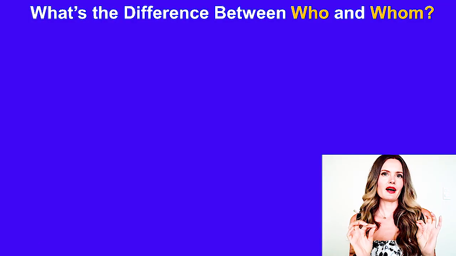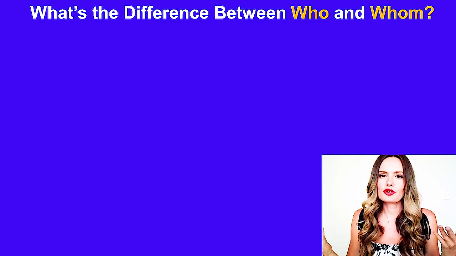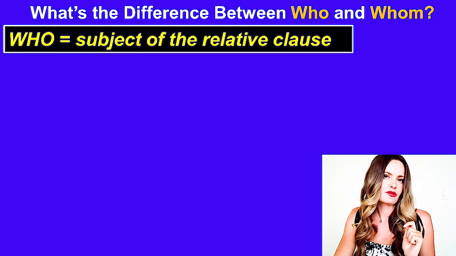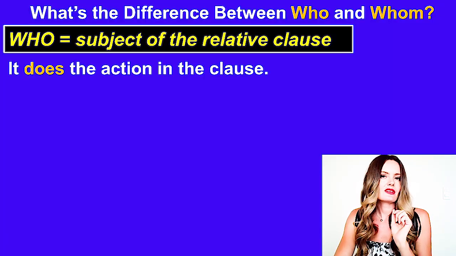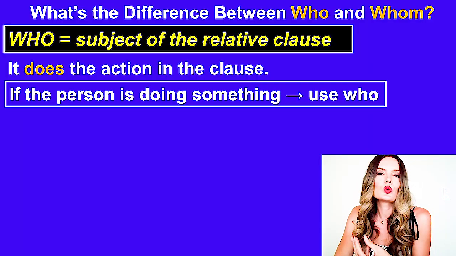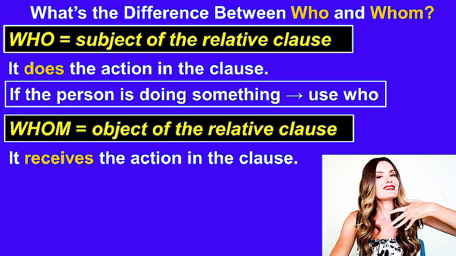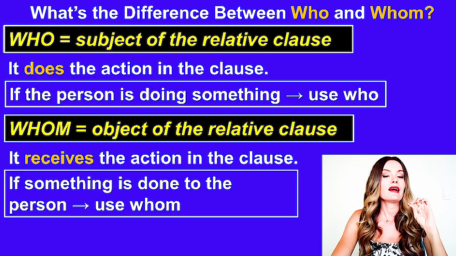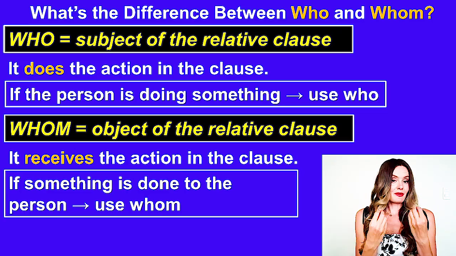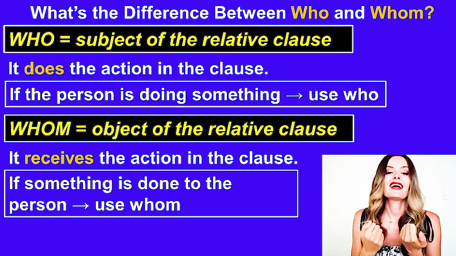So first of all, you may ask me, what's the difference between who and whom if they both refer to people, right? So who is the subject of the relative clause. It does the action in the clause. If the person is doing something, use who. Whom is the object of the relative clause. It receives the action in the clause. If something is done to the person, use whom. So one more time. If the person is doing something, use who. But if something is done to the person, use whom.